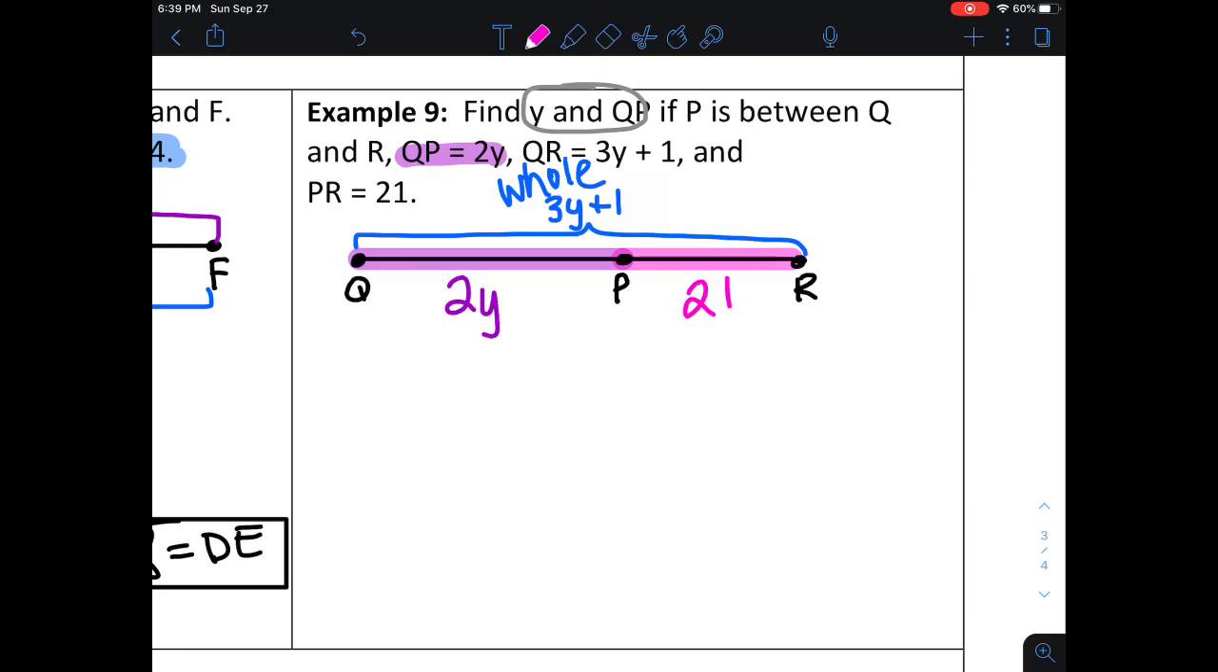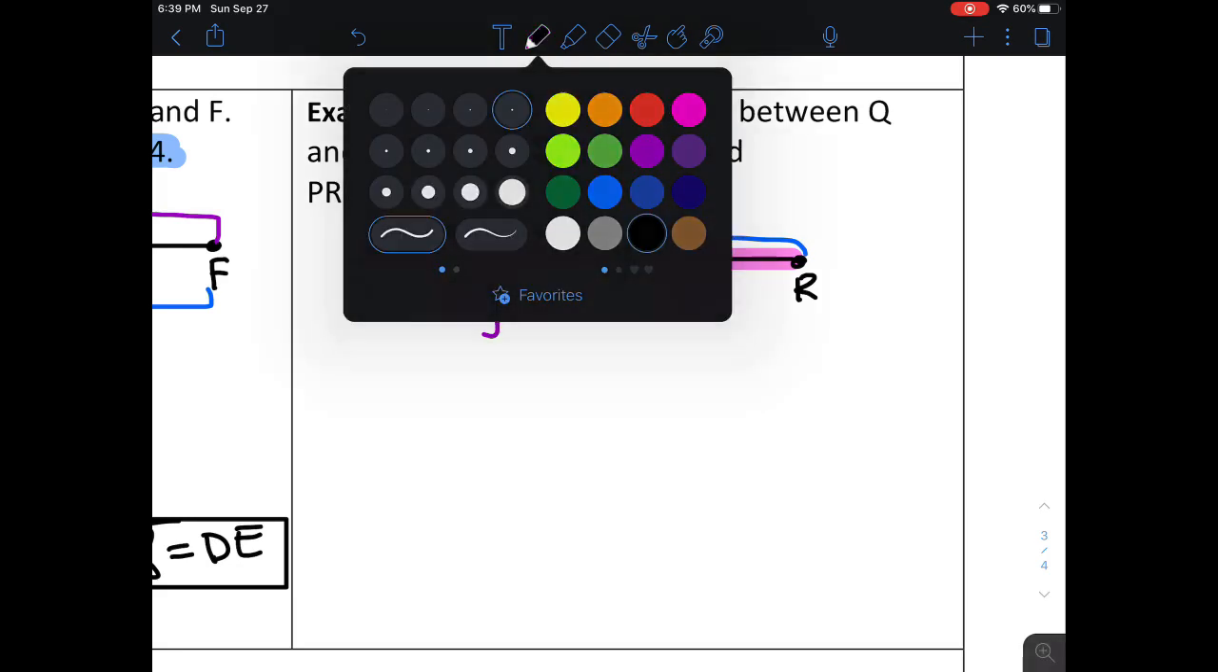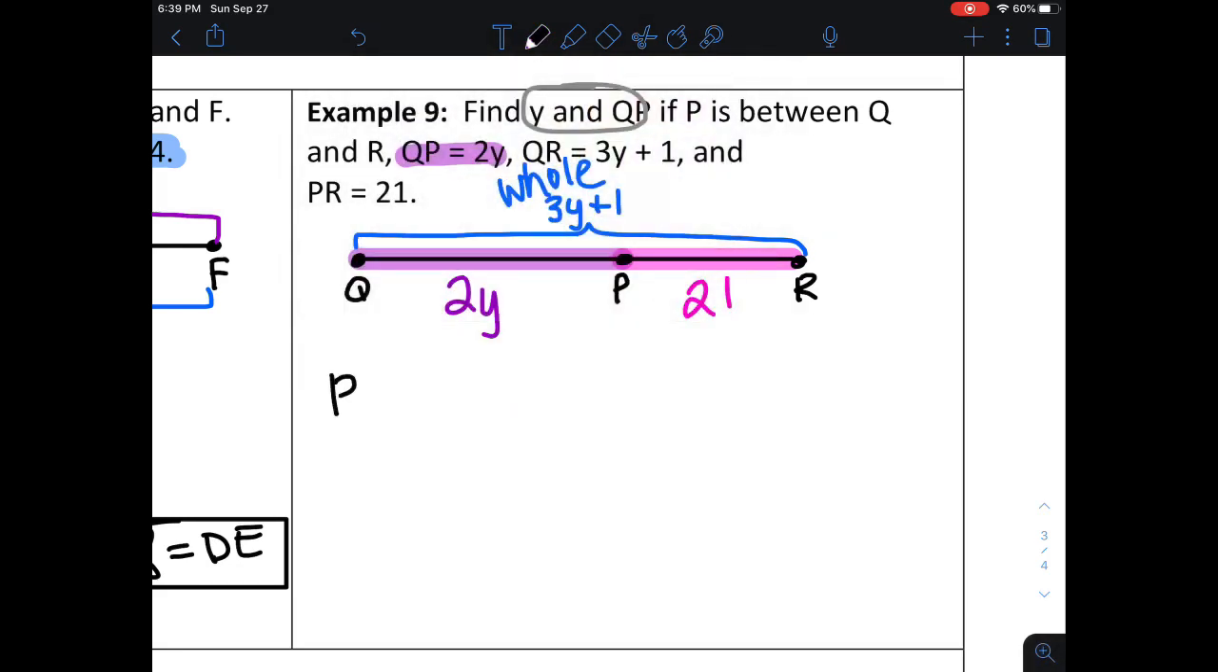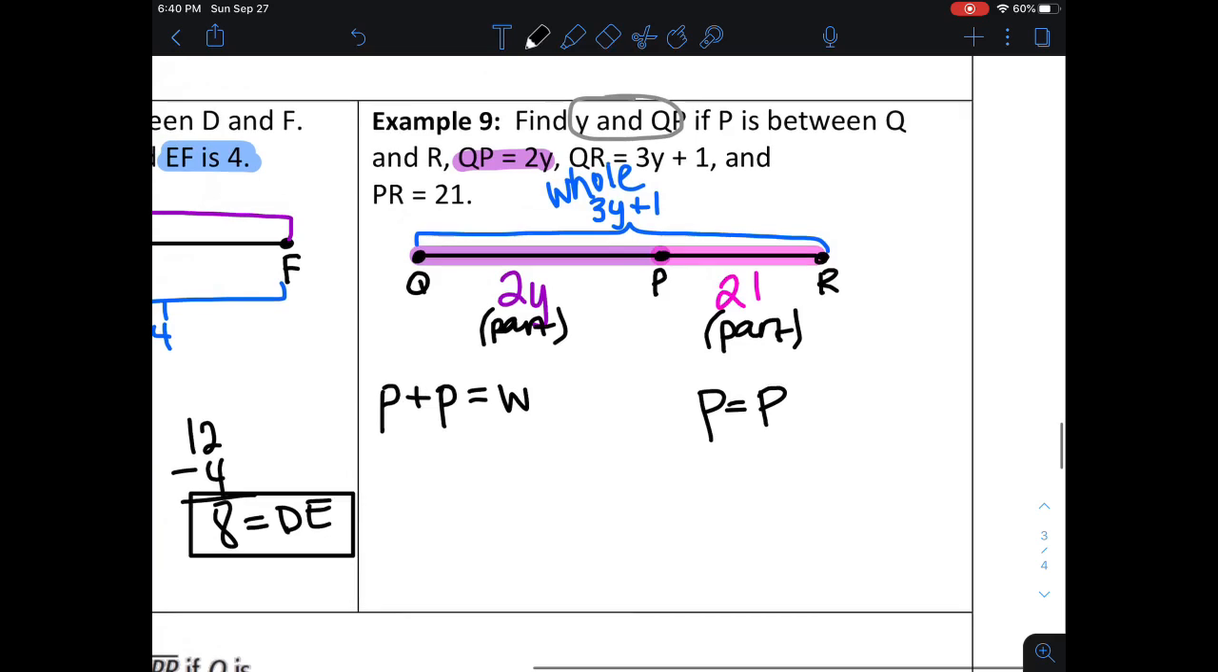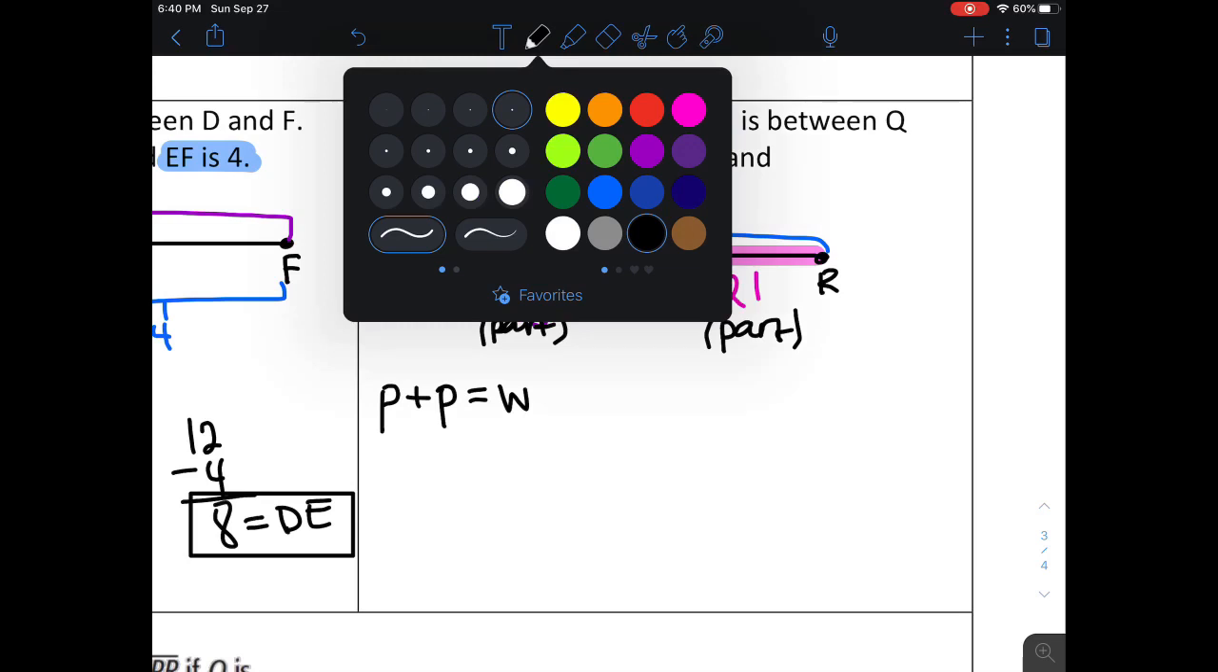So this is another situation like the previous example. This is another part, right? Don't forget, this is a part. This is a part. So this is another part plus part equals whole. Miss, why isn't it part equals part? Baby, I just told you. They told you that this P is not in the middle. If P is not in the middle, you can't do part equals part. That's only for bisectors or midpoints.